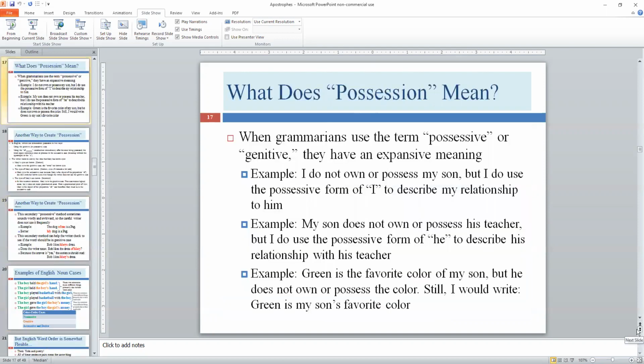We talked also about what possession means. It means something broader than we ordinarily refer to when we talk about possession. It's one of the reasons I kind of prefer to use genitive case, because when we say, well, is that possessive or not, it suggests that we're saying, does it possess or does it own, when in fact the concept is a lot broader than that term.